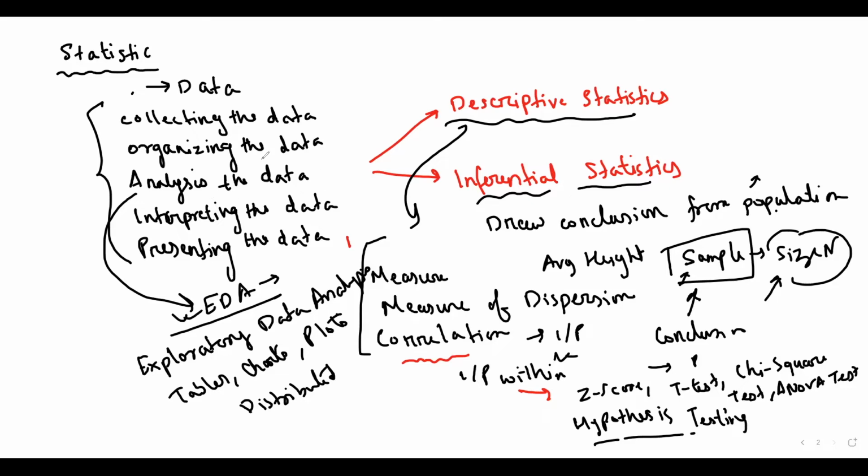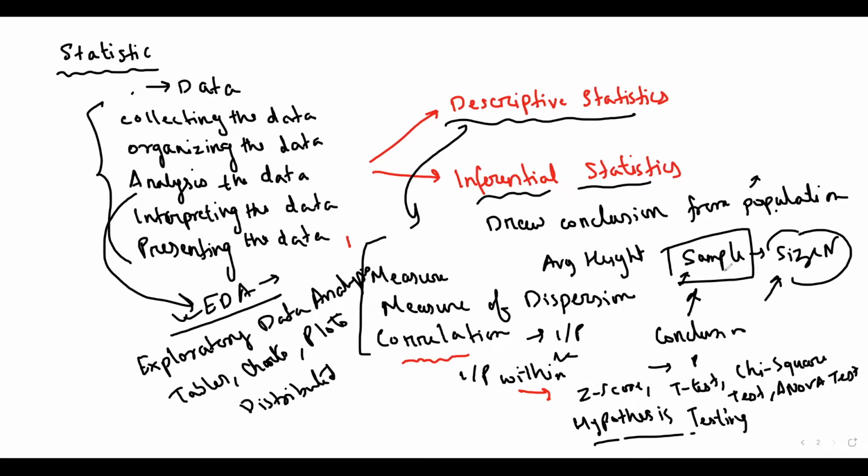It's collecting the data, organizing the data, analyzing the data, interpreting it, and presenting it. It will be of two types: descriptive and inferential. Descriptive is all about understanding the data. We will not draw any conclusion from it, whereas in inferential statistics, we draw conclusions.